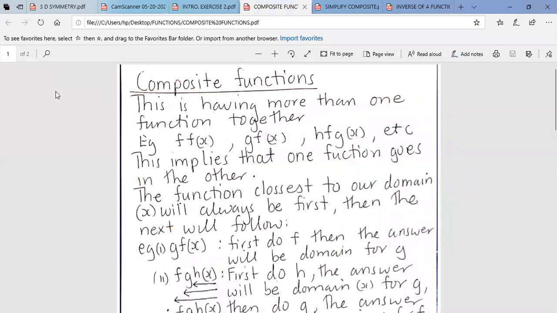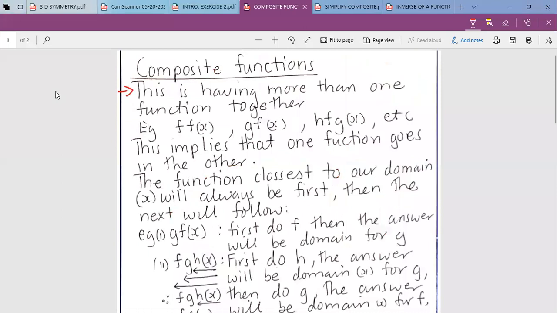So when you're talking about composite functions, this is having more than one function together. For example, we are used to having f(x), but now we are having f(f(x)), right? That is having more than one function together. Or we are having f(g(x)), right? Or we are having h(f(g(x))), or even more, etc, right?